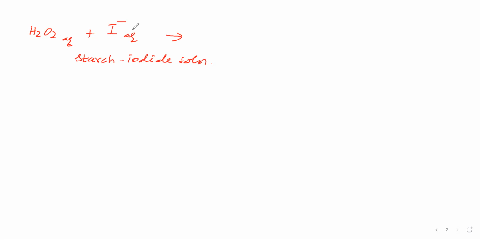Hydrogen peroxide and iodide: what does iodide become? Iodide becomes I2. That means iodide undergoes oxidation, so hydrogen peroxide undergoes reduction. Reduction means this -1 becomes -2. Therefore, we write 2 OH minus. So when I minus is converting into I2, hydrogen peroxide becomes 2 OH minus. Remember this. This is possible even in acidic medium.